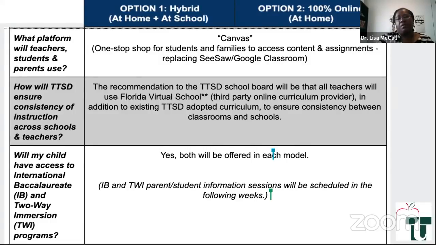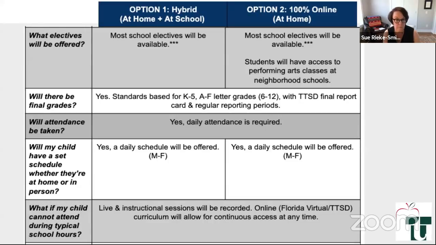Okay. Will my child have access to IB and or two-way immersion programs? Yes, both options will be offered in each model. I've heard this question come up a lot from not only families but also staff. What electives will be offered? Most school electives in the hybrid at-home online model will be available, as they will also be available to the 100% online students. Students will also have access to performing art classes at neighborhood schools virtually.